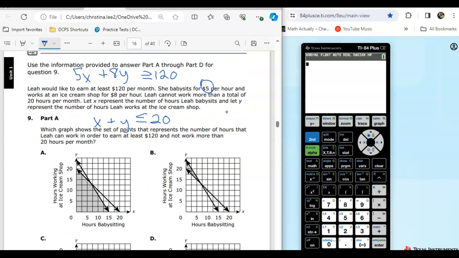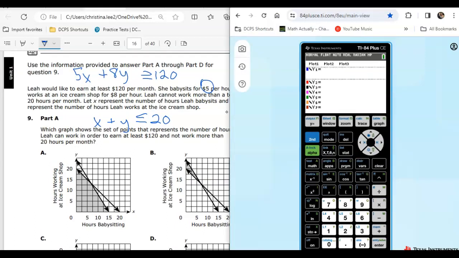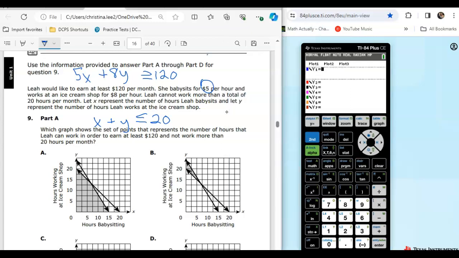So first of all, in order to graph these, you can put them in the calculator, right? This is a calculator section. But in order to do that, you would need to solve for y. So let's solve for y. If we subtract 5x from both sides, we get 8y is greater than or equal to negative 5x plus 120. Divide both sides by 8.